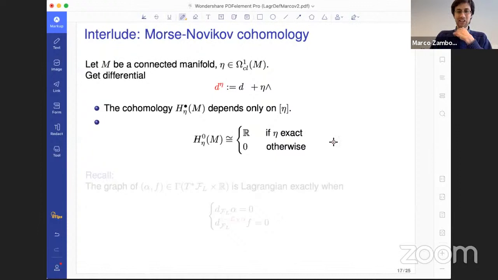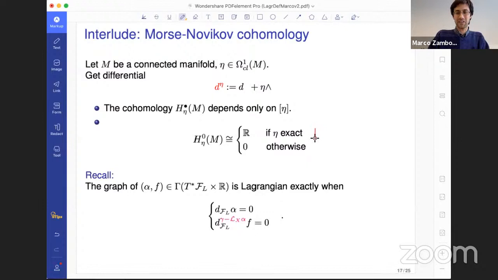This is not so hard to see. If you have a function that satisfies df plus eta wedge f equal to zero, the function must necessarily vanish at a point, because if it didn't, then you could write eta as d of the logarithm of the function. From this one then concludes that the function actually vanishes everywhere. So one thing to keep in mind for what I will say later: if the class is not exact, then the zeroth cohomology is zero.